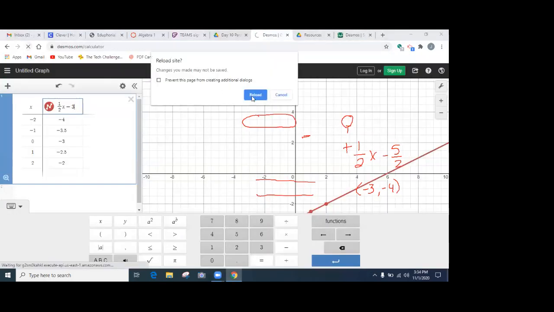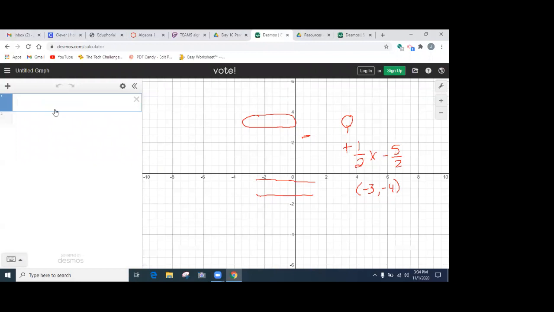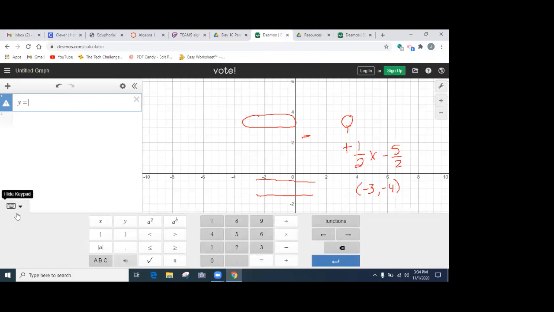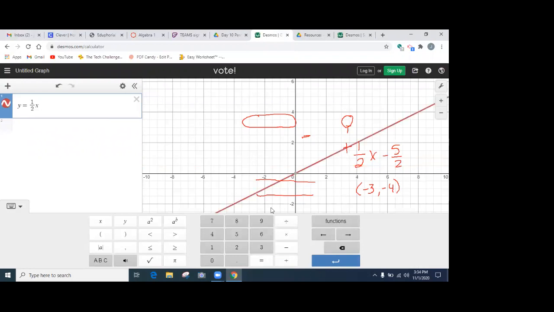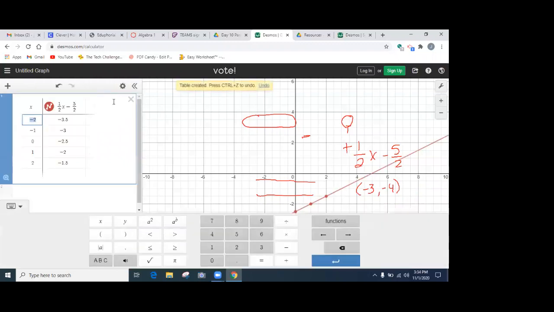So always reload. All right, so we're going to type this in. y equals, and then we'll be doing some fractions here. So 1 divided by 2 for a fraction, x minus 5, and then fraction bar again, so it's division over 2. All right, so we're not interested in the line. We want to turn this to a table.